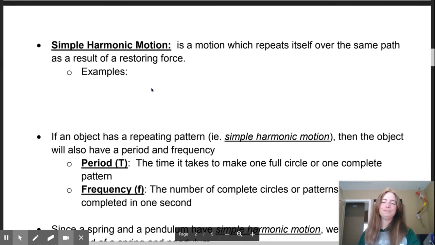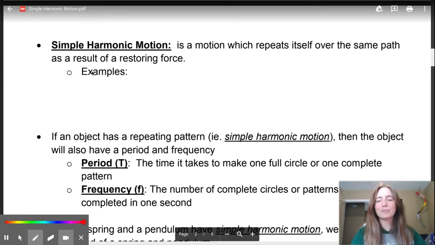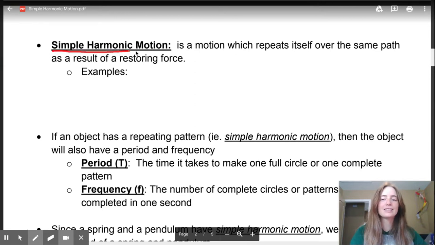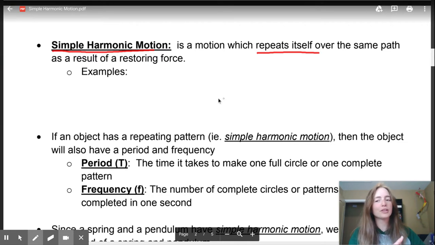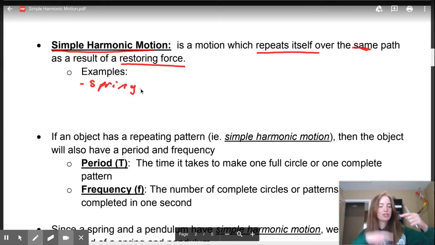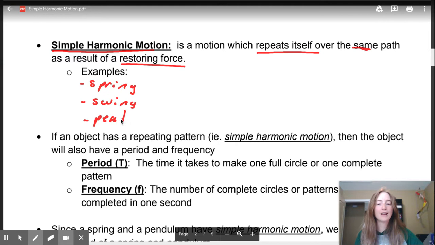So, ladies and gentlemen, simple harmonic motion is a motion which repeats itself over and over and over again along the same path because of a restoring force. Be it kinetic energy in gravity, or a spring constant in gravity, something like that. You can think of an object bouncing on the end of a spring. You could have a swing, like when you push a kid on the swing and they go back and forth and back and forth. You also can have pendulums as well.